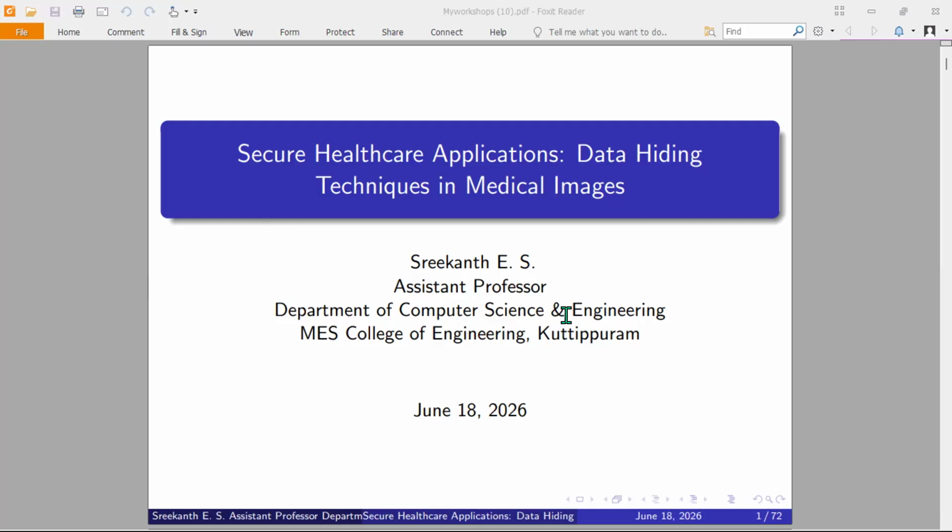Is it possible to do this normally? We know there are many data hiding techniques.